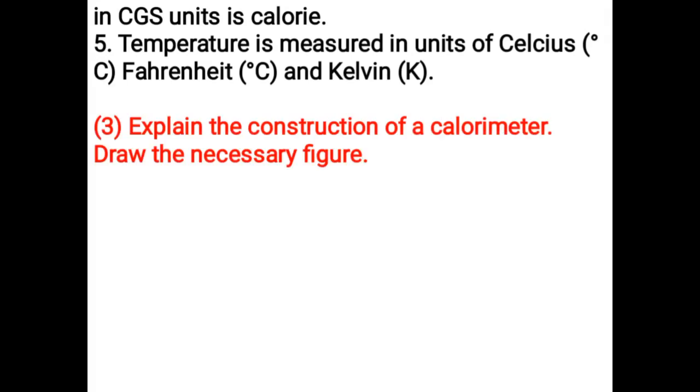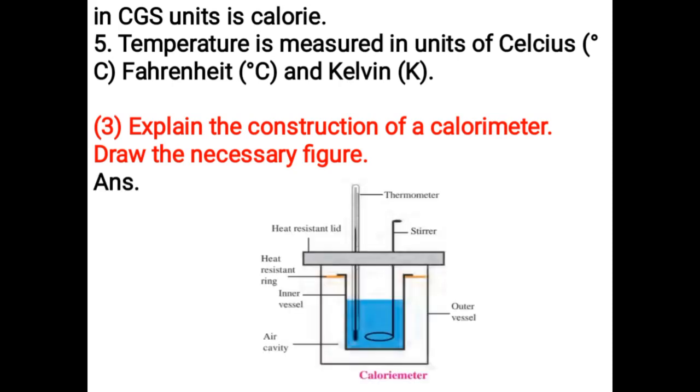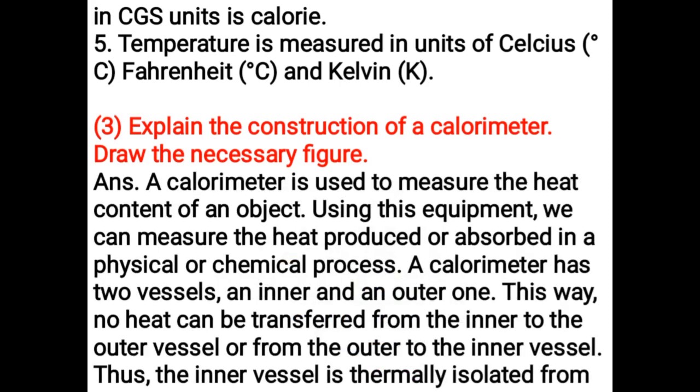Explain the construction of a calorimeter. Draw the necessary figure. This is the diagram of a calorimeter. A calorimeter is used to measure the heat content of an object. Using this equipment, we can measure the heat produced or absorbed in a physical or chemical process.